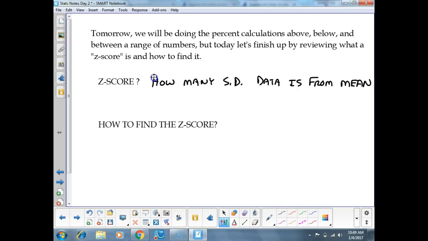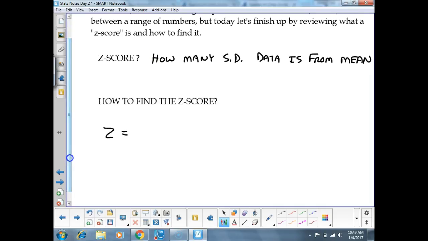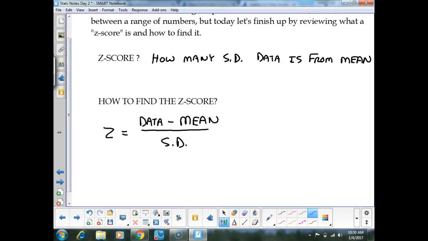Now, she went kind of fast on this one, but how do we find z-scores? Well, the z-score is equal to, I take my data point and I subtract off the mean, and then I divide that by the standard deviation. She had it in the video as x minus mu over sigma. Same thing. If you just want to write it down, data minus mean over SD, that's fine. That's probably the easier way for you to remember it.